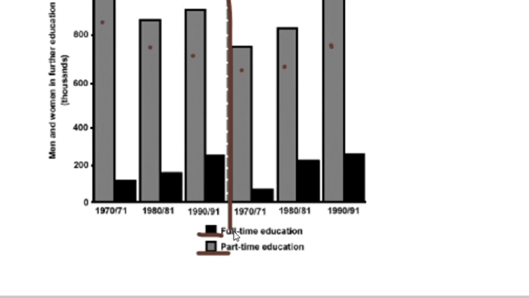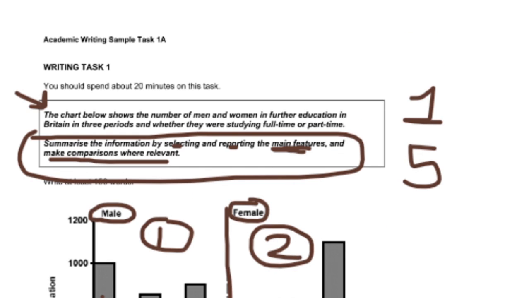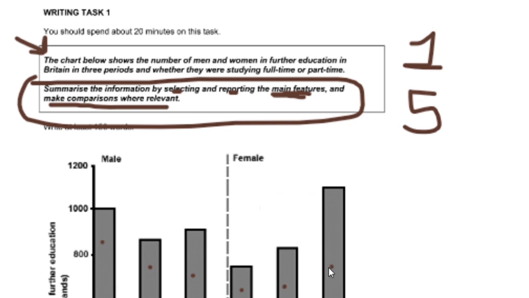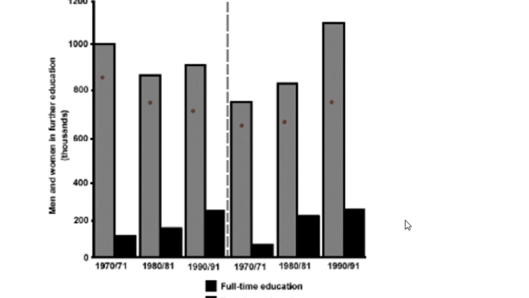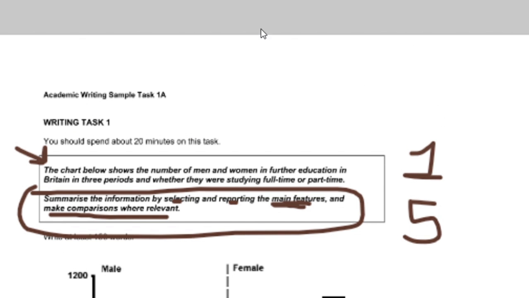Whereas if you split your data based on full-time versus part-time, then full-time would be paragraph 1 and part-time would be paragraph 2. Okay, but that's splitting the data. Let's actually spend a little bit of time trying to identify our key data points first before we split.